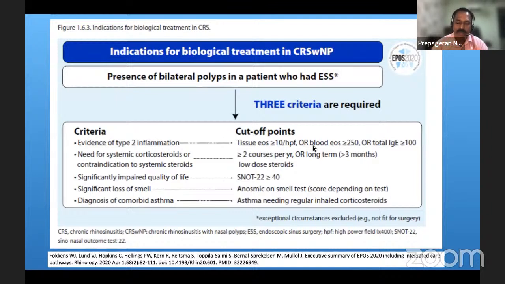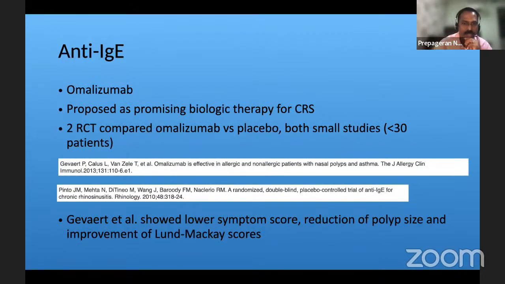Which means that the indications for biologic treatment for patients with CRS with nasal polyposis are towards patients who've got refractory conditions, those who do not respond well despite surgery and despite medication. In our part of the world, cost is a major issue. Let's look at it one by one. Anti-IgE, omalizumab. So there are 2 RCTs so far comparing with placebo, and they show improvement.